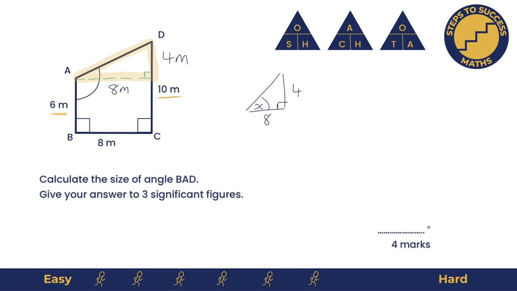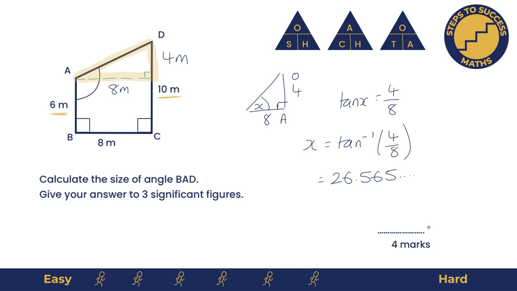So we've got the opposite and the adjacent. Tan X equals 4 over 8. Then X must be equal to tan to the minus 1 of 4 over 8, which is equal to 26.565. I'm just going to leave that on my calculator for a minute because I've got to find the whole of angle BAD. So I need to add on this part in the rectangle.